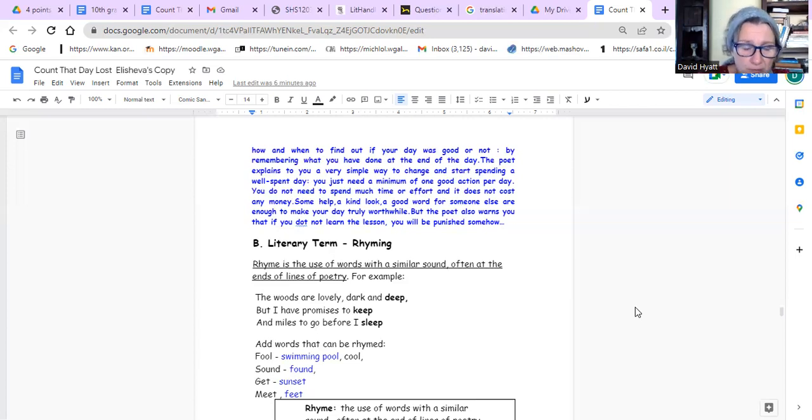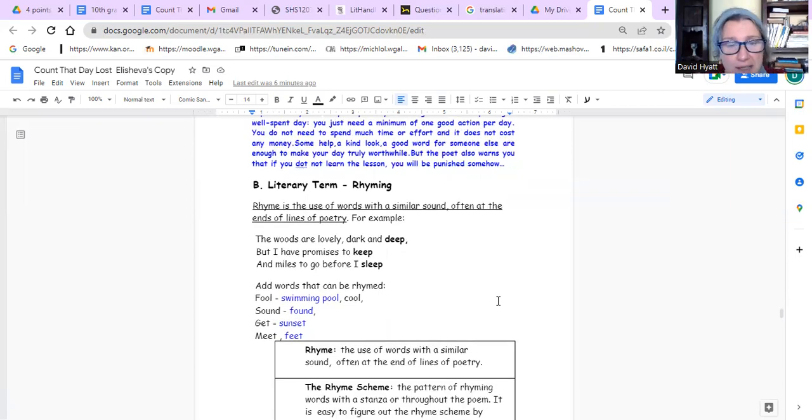For example, the woods are lovely, dark and deep, but I have promises to keep and miles to go before I sleep. E, a long E sound, but E sound with a consonant, P. Deep, keep, sleep, okay?